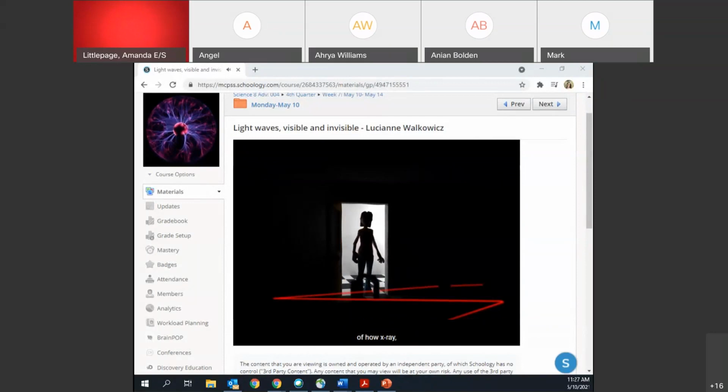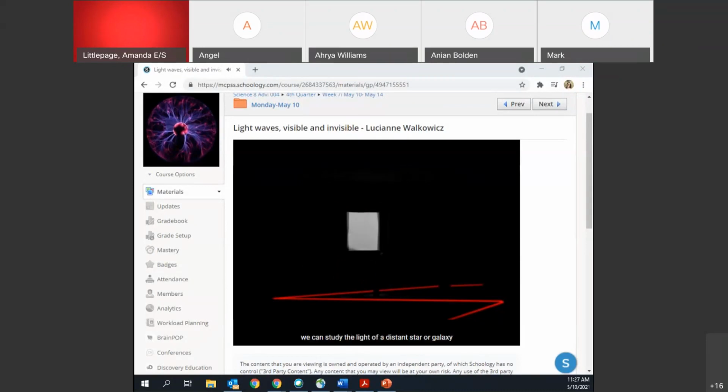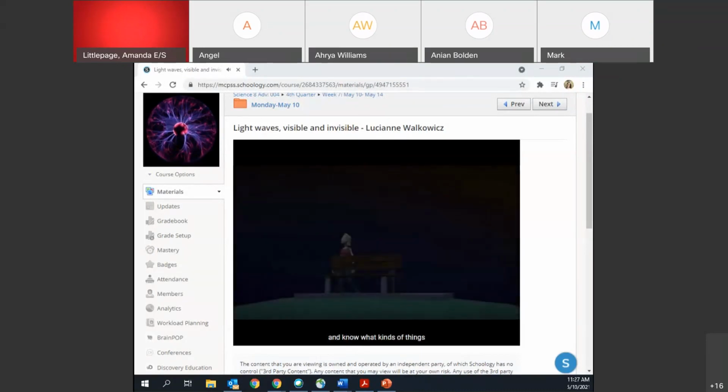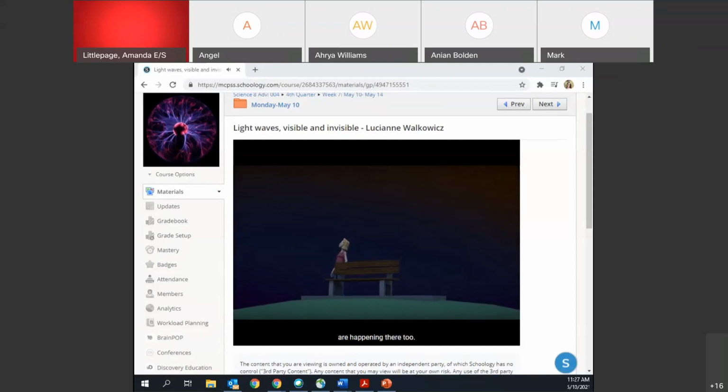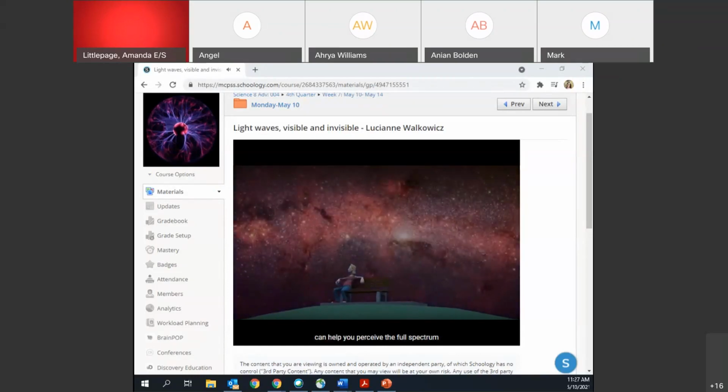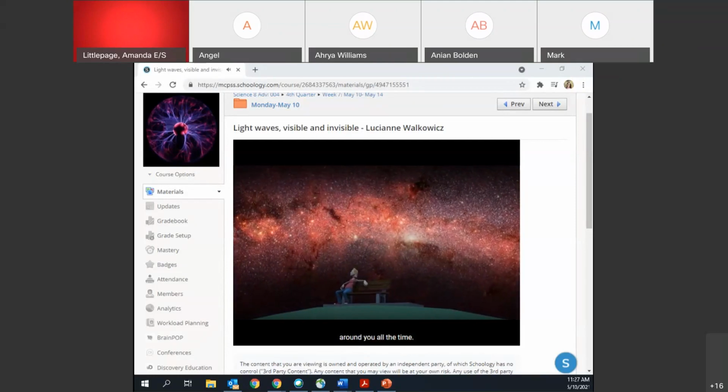So since we know the physics of how X-ray, ultraviolet light, or microwaves work here, we can study the light of a distant star or galaxy and know what kinds of things are happening there too. So as you go about your daily life, think beyond what your eyes can and can't see. Knowing just a little bit about the natural world can help you perceive the full spectrum around you all the time.